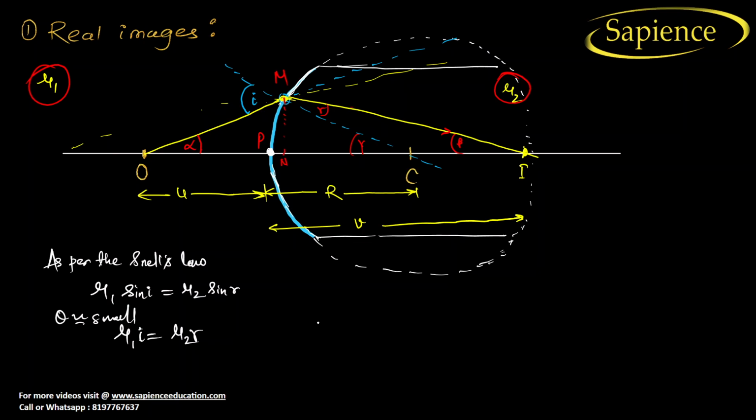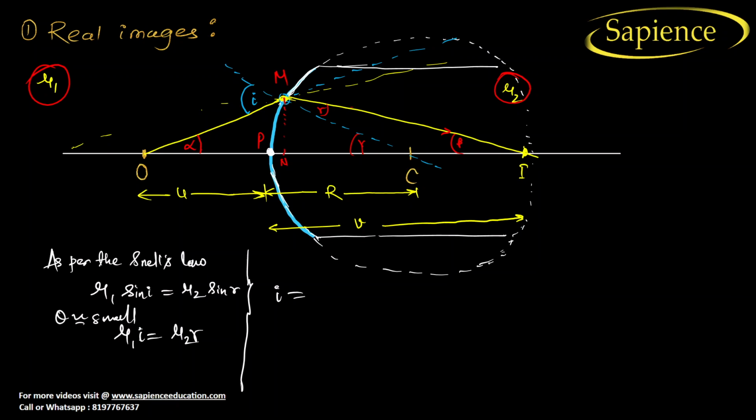Now how can we write the angle of incidence i? Let us consider this is i. So i will be equal to alpha plus gamma. Why alpha plus gamma? Let us think.